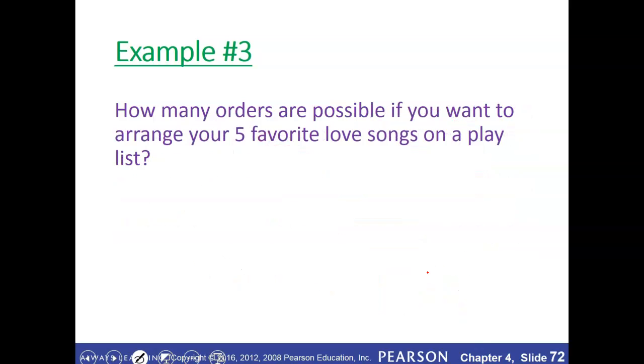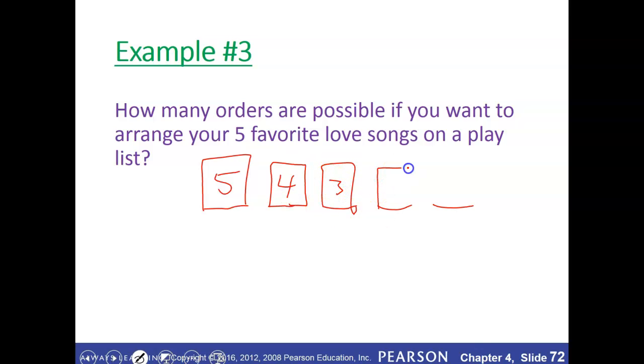Here's another example. How many orders are possible if you want to arrange your 5 favorite love songs on a playlist? So suppose you're going to give a CD to that special someone in your life, and you have 5 of your favorite love songs that you want to put on this CD. Well, how many choices do you have for the first love song? Well, there's 5 choices. Once you pick the first one, then how many choices do you have left for the second one? And that's 4 choices. Then I'm going to have 3 choices left. Then I'll have 2 choices left, and then finally, my last one would be in the last spot.